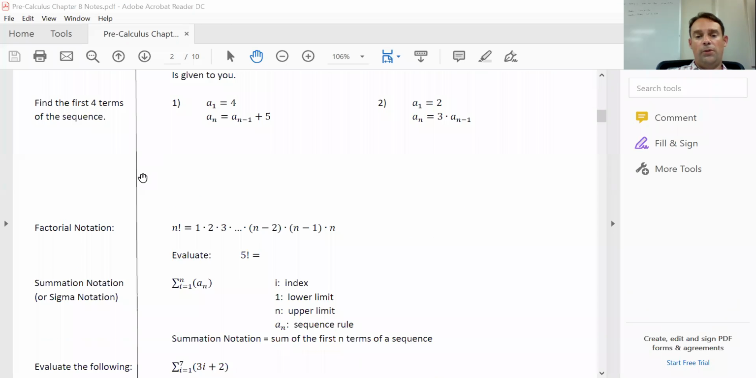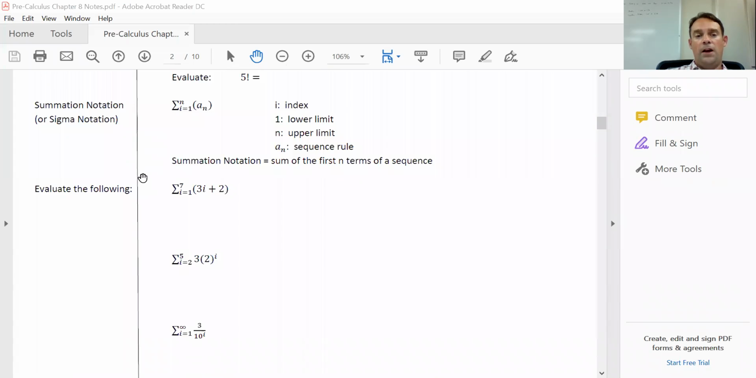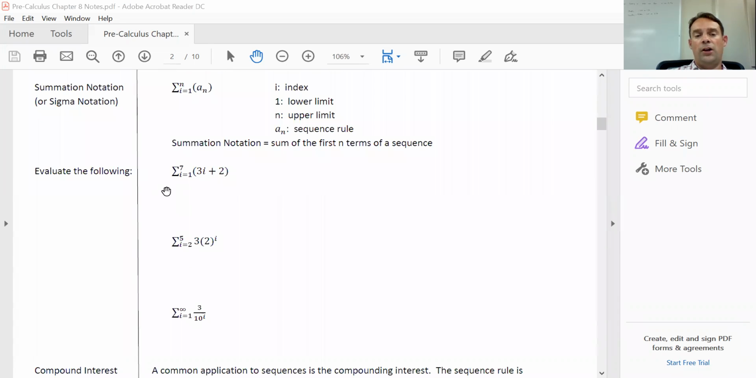All righty, let's keep going here a little bit more. Now, this is something that we are going to use a lot in future math classes, this idea of summation. What this idea of summation or sigma notation means is you're going to add up all the terms from 1 to n. From 1 to n.